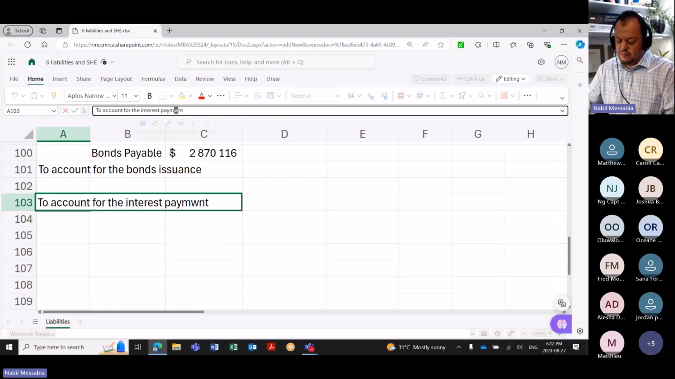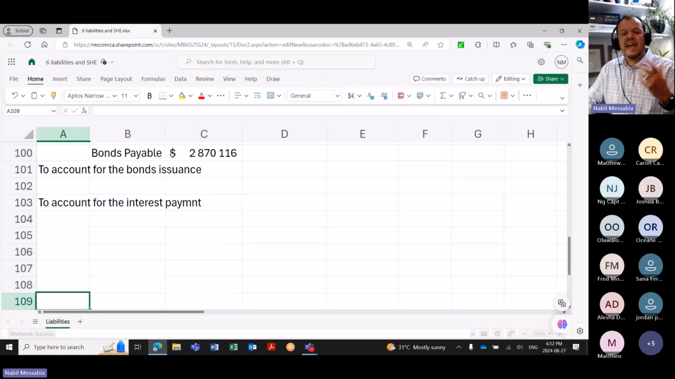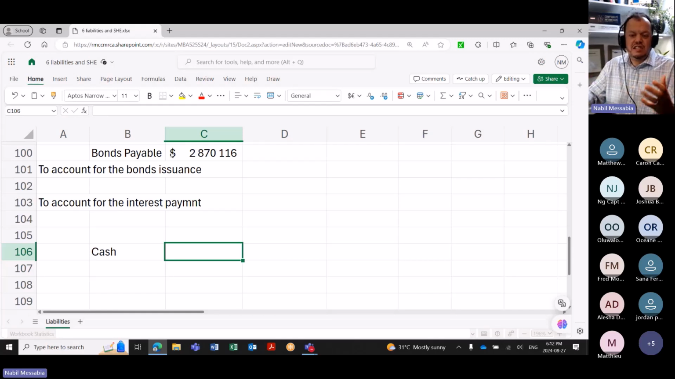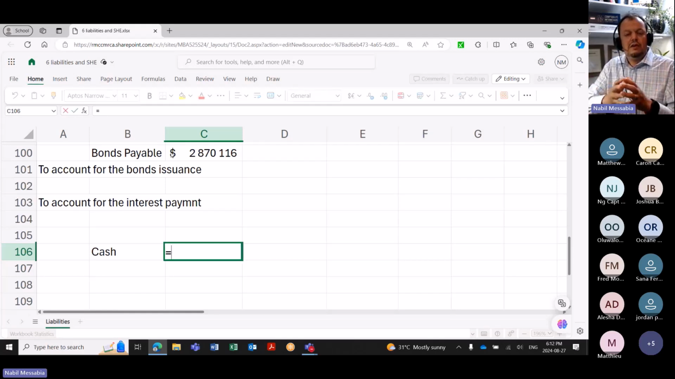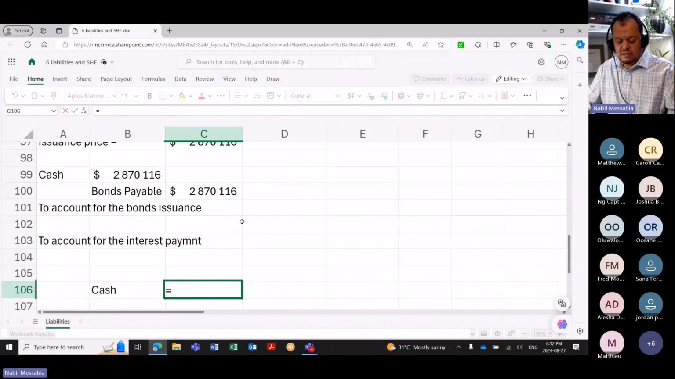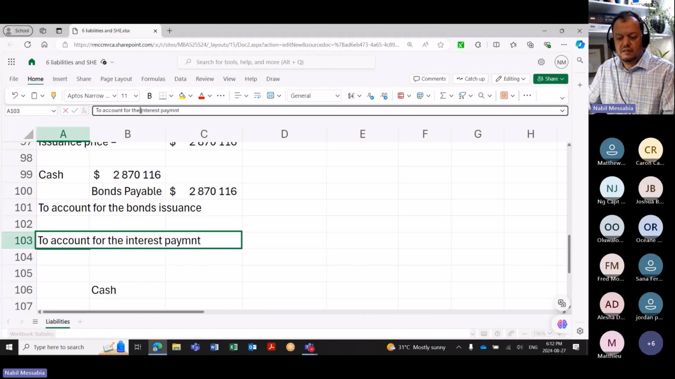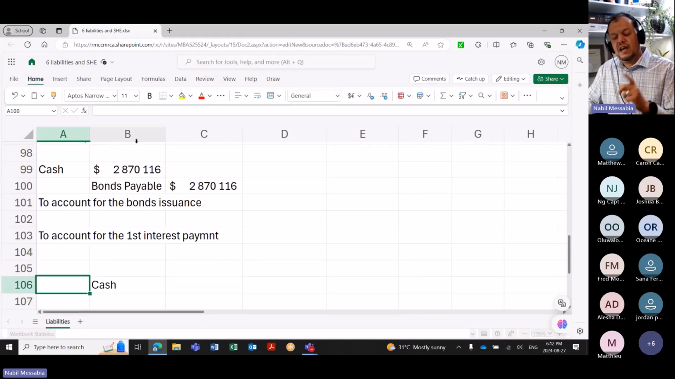The problem is that from cash perspective, what I'm going to pay as cash on the credit side, as we said, is simply clearly the face value multiplied by this coupon rate. This is what I'm going to pay cash. To account for the interest payment, for the first interest payment, to make it clear, because it will change every time. The cash amount will not change, but the interest expense will change.